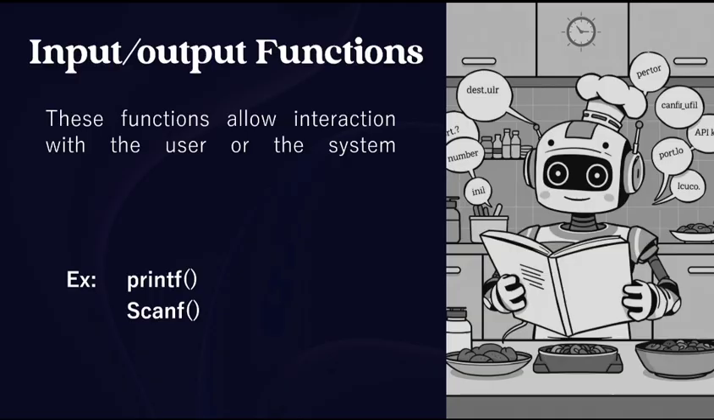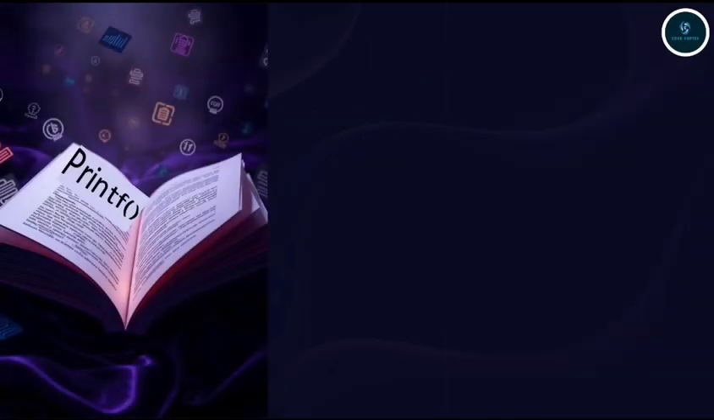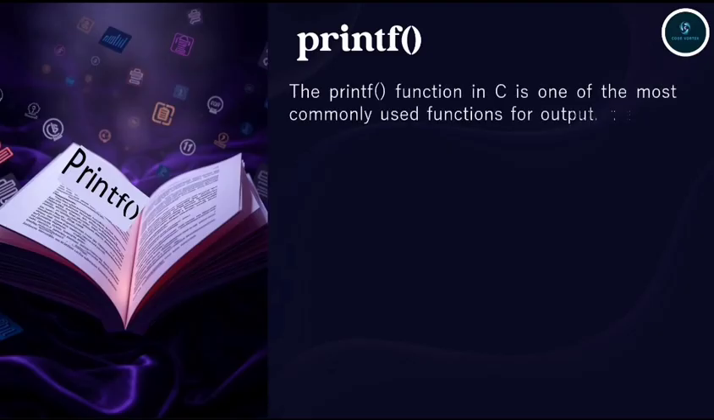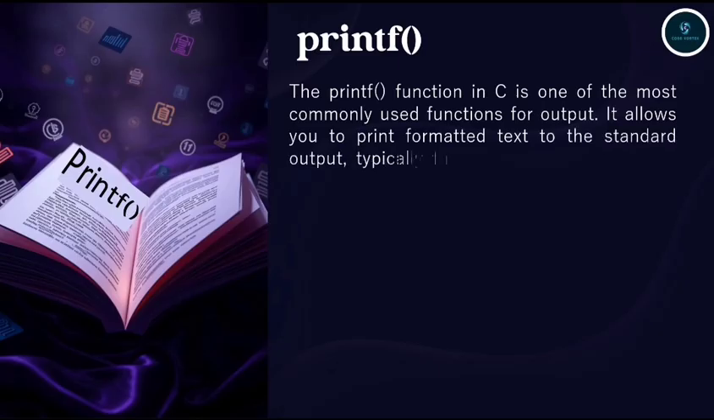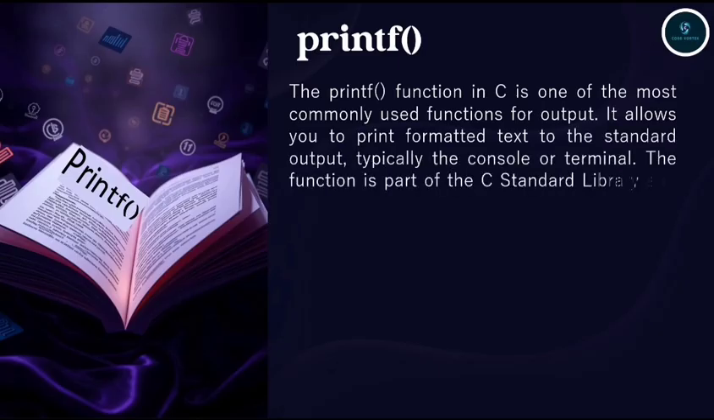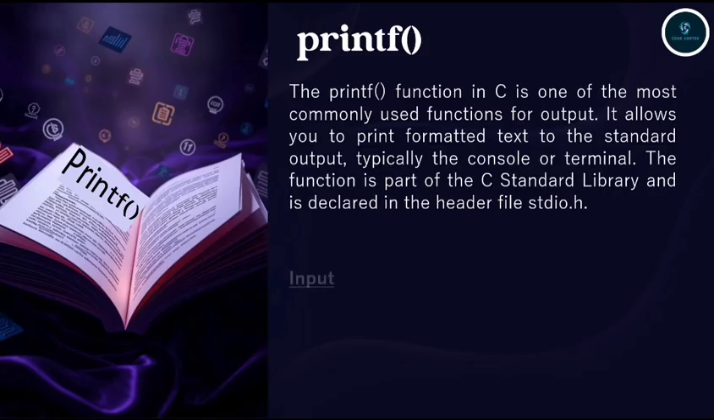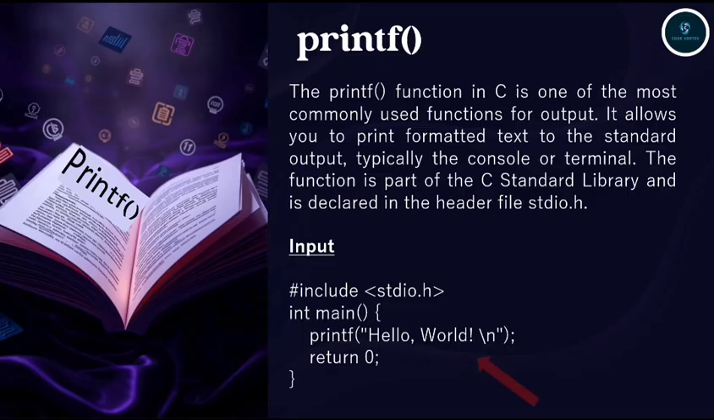Let's talk about one of the most popular C functions, printf. The printf function in C is one of the most commonly used functions for output. It allows you to print formatted text to the standard output, typically the console or terminal. The function is part of the C standard library and is declared in the header file stdio.h. Focus on the area the arrow is pointed to, that's the input function. From there, you will see how it leads to the output.